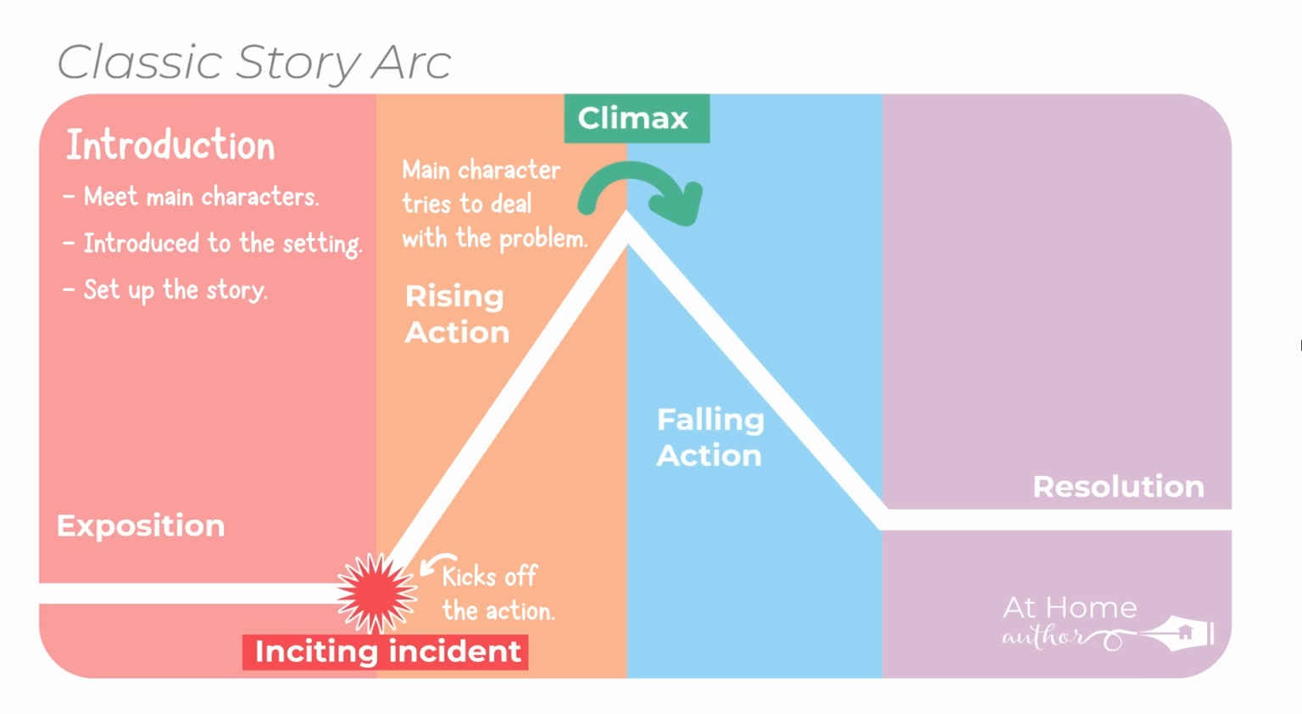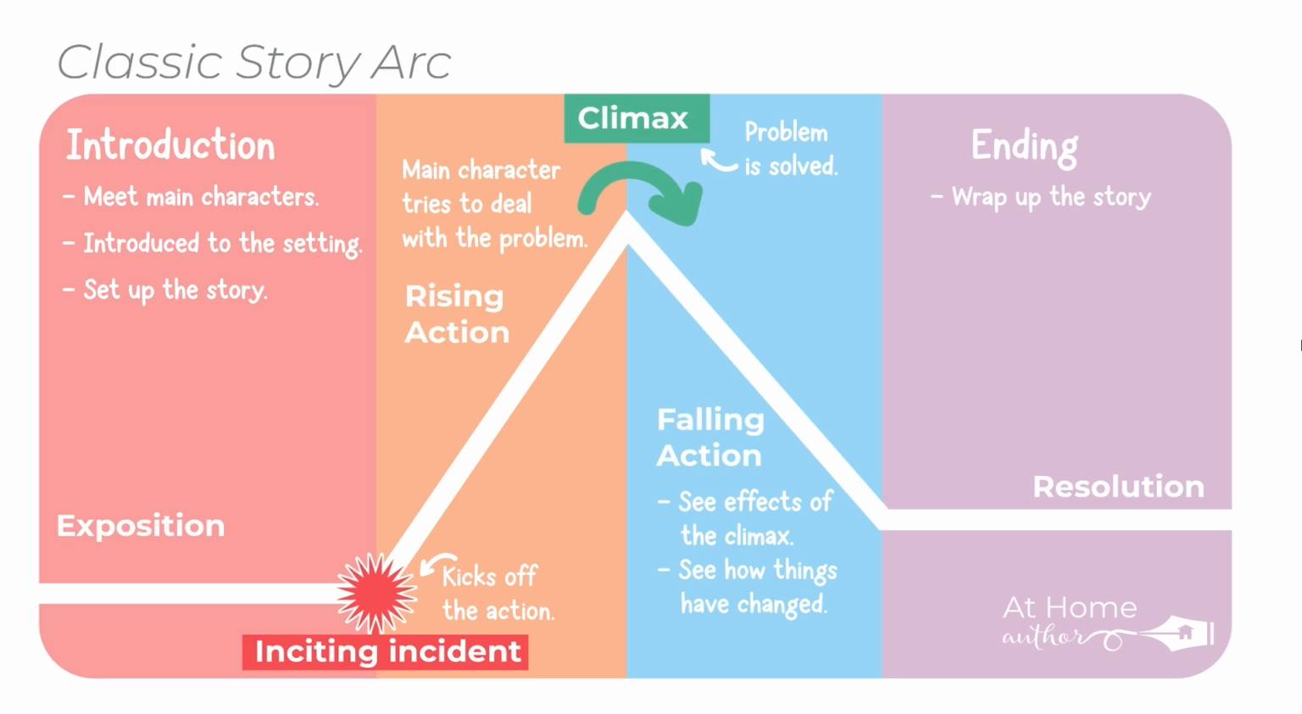So the rising action is where you're struggling. Climax is where that problem is solved or the main character has changed in some way. It's often called the turning point. And then we go to falling action and resolution. Falling action is where we kind of see the effects of that climax, how things have changed since that turning point. And then the resolution is sort of the ending or wrap up of the story.